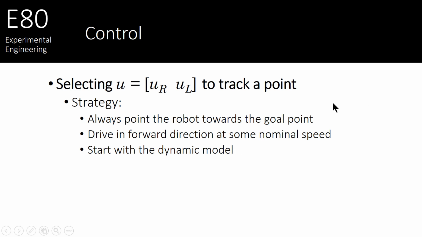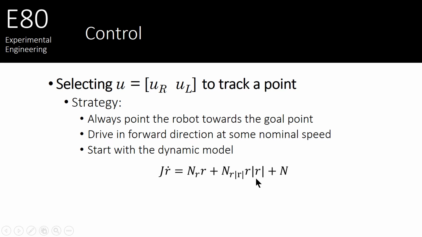So how are we going to set this up? We're going to start with a dynamic model, and we're going to look at the rotation of the robot. Because we're always pointing the robot toward the goal point, we're only really going to worry about the rotational model of the robot, where the robot's pointing. So we've got a moment of inertia times our rotational acceleration. It's going to be some function of drag and the input torque.